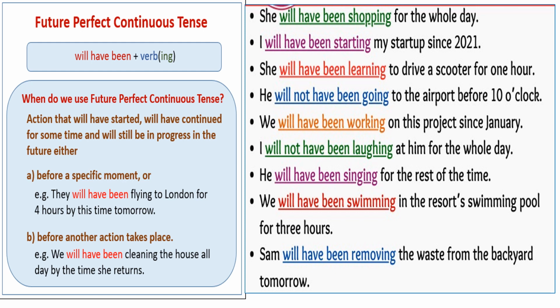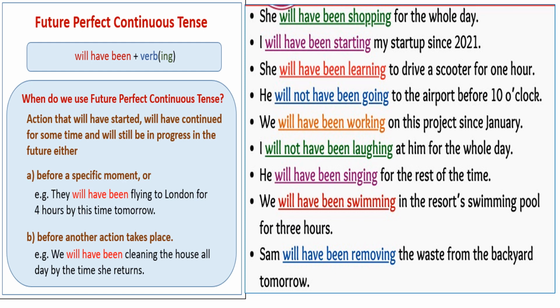Let's look at some examples for before a specific moment. They will have been flying to London for 4 hours by this time tomorrow. And a sentence for before another action takes place. We will have been cleaning the house all day by the time she returns. Some more examples for y'all.